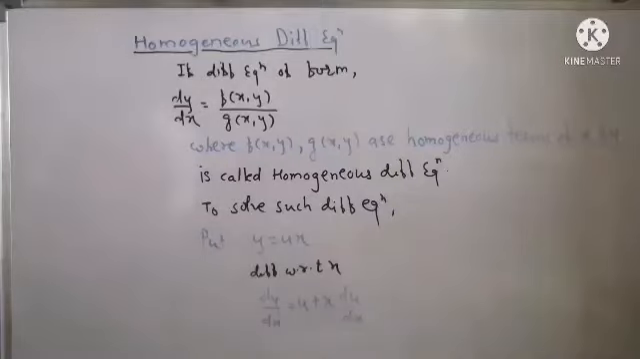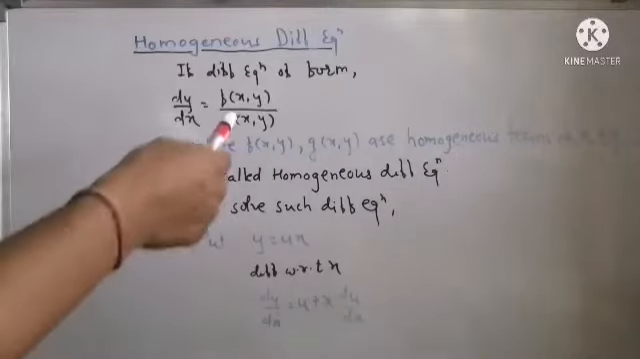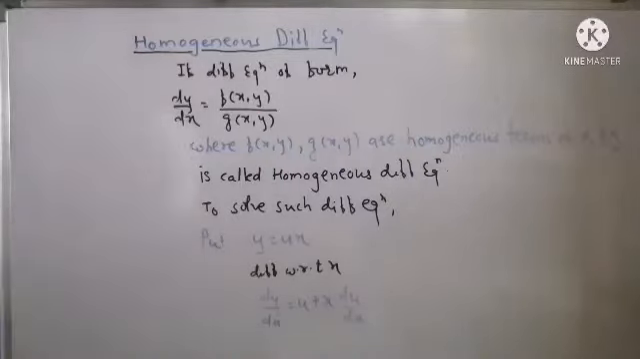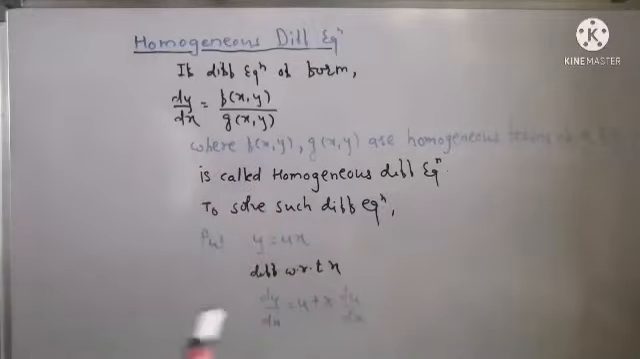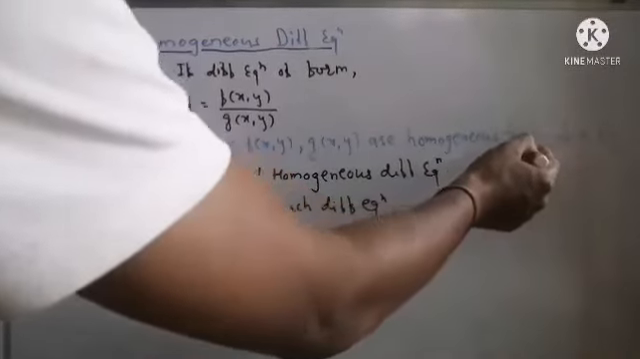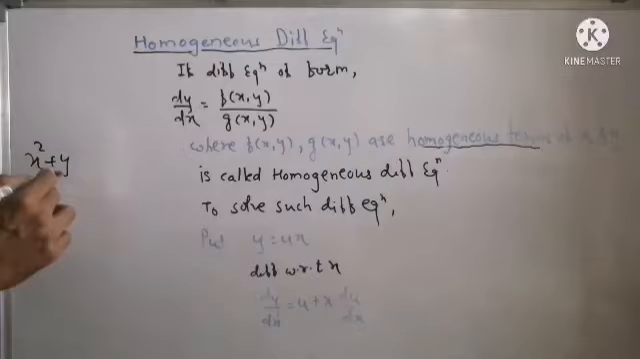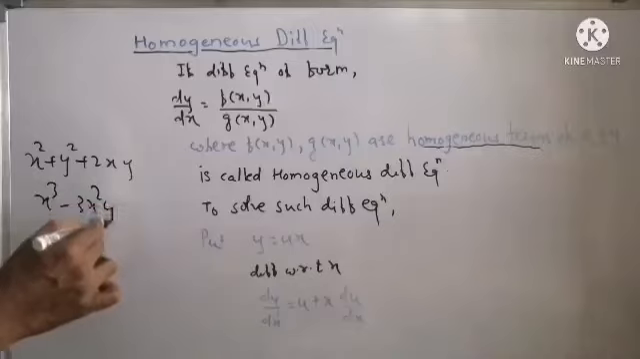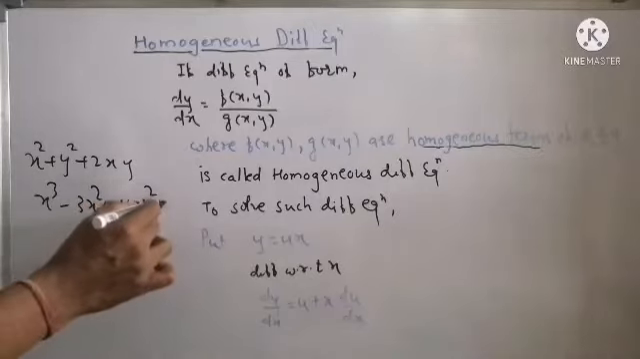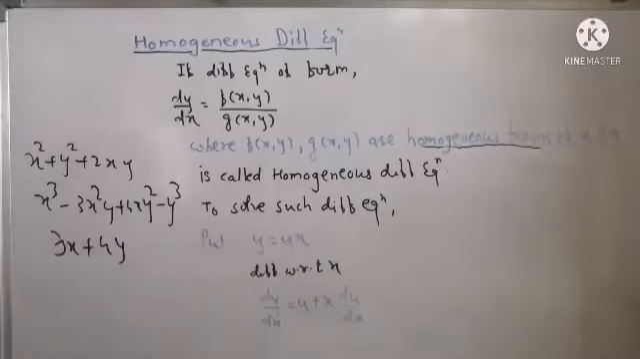Homogeneous differential equation. If a differential equation is of the form dy by dx is equal to f of xy divided by g of xy, where the operator is separated in terms of x and y, and f of xy and g of xy are homogeneous terms. Homogeneous means the expression has terms of equal degree, like x square plus y square plus 2xy, or x cube minus 3x square y plus 4xy square minus y cube, or 3x plus 4y. These are called homogeneous terms.